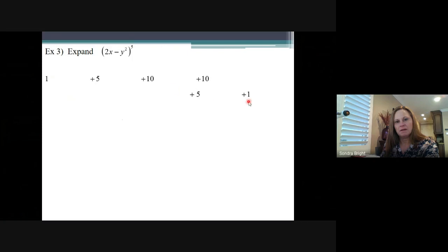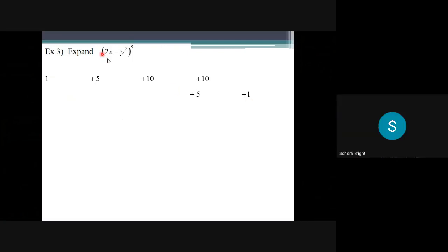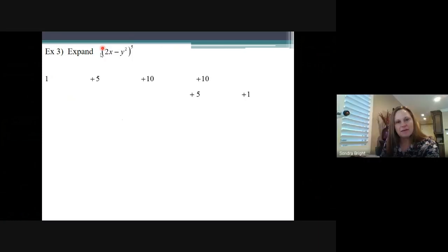All right, now this time it's a 2x, and that's your first term, and you'll start with 2x to the power of 5 on the first term, and then it's a 2x to the power of 4. Notice there's parentheses around these guys. That's important because the 2 and the x have the 5 on it. So we'll be doing 2 to the 5th and x to the 5th. Then it's a 2x to the 3rd, and then a 2x squared, and then a 2x to the 1, and then a 2x to the 0.